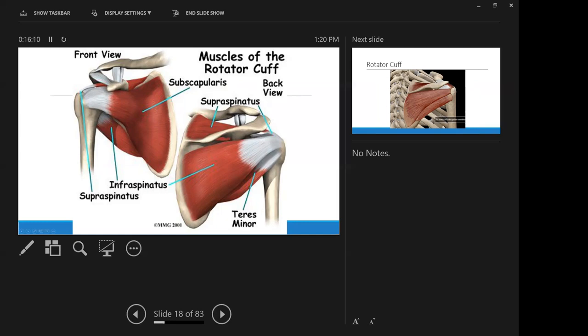If we were able to look through our ribs, we'd see the subscapularis and part of these other two. But notice how the supraspinatus attaches to the head of the humerus, the infraspinatus and the teres minor attach to the head of the humerus, and so does the subscapularis. So all four of these muscles originate on the scapula and insert on the head of the humerus.